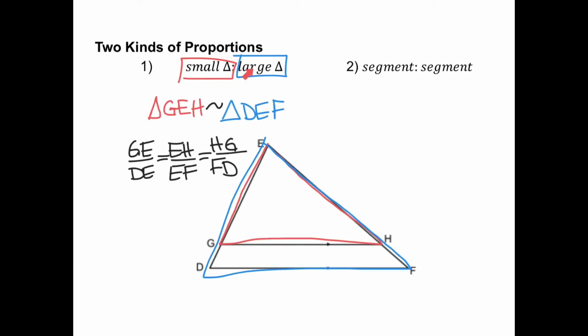With the small triangle to the large triangle, in red we have triangle GEH, and in blue we have triangle DEF. From the red triangle, GE will be proportional to DE, just the same way that EH will be proportional to EF. So when we're doing small triangle to large triangle, I really want you to be thinking about the whole side. We have the whole side of the small triangle and the whole side of the big triangle. It doesn't matter which is large or small, but you have whole information.